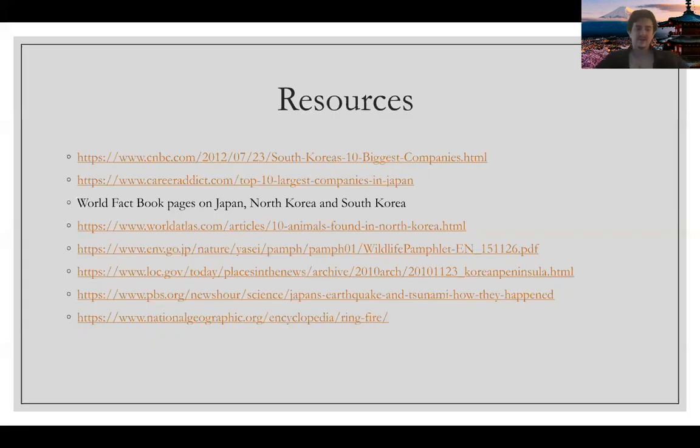So otherwise, there are some of the resources that I looked up. If something piqued your interest, you want to look into it a little bit more, here is what I used.